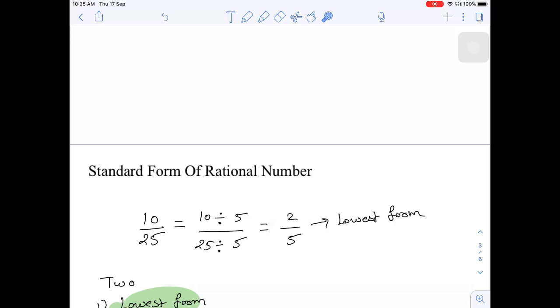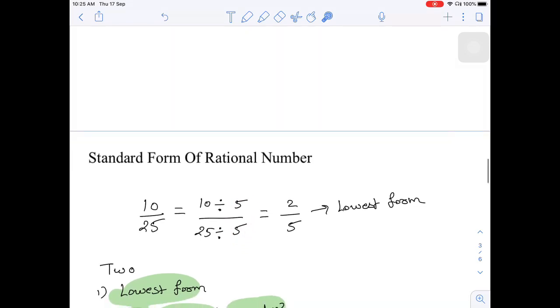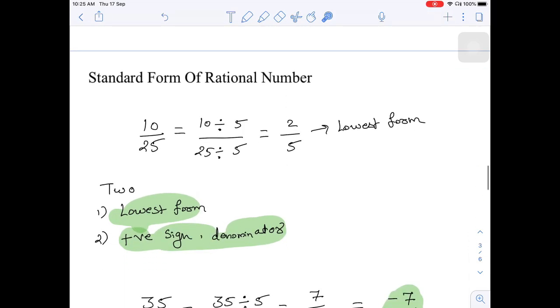No, so it itself is in lowest form. Okay, now here we have learned how to write the number in lowest form. How to write? By dividing numerator and denominator by the same number. Okay. Now to write any number in standard form, two conditions are required.